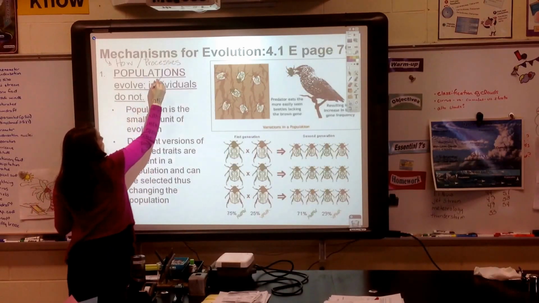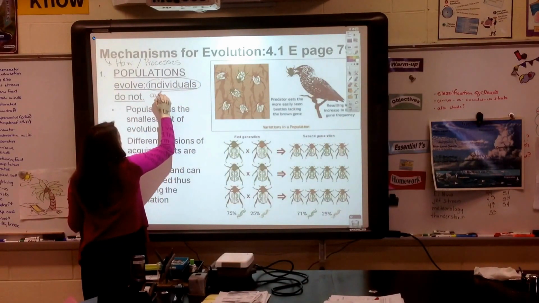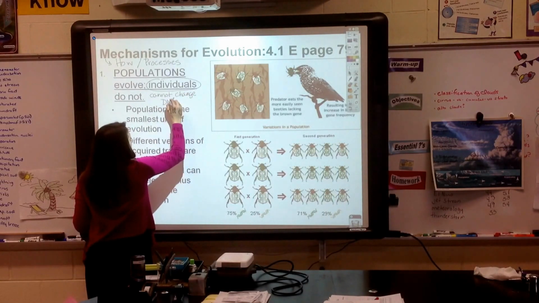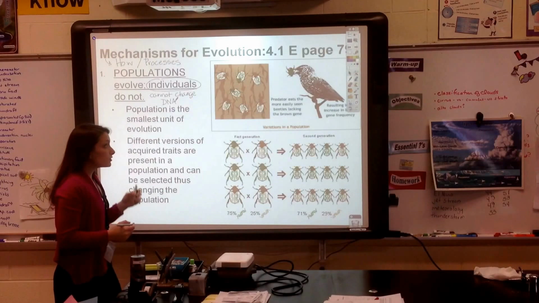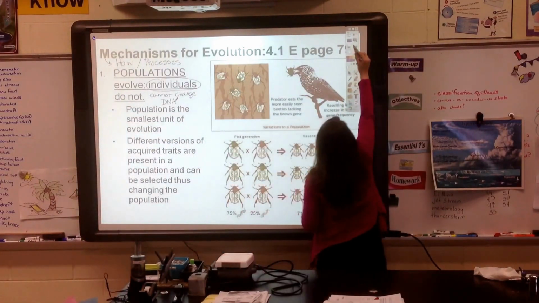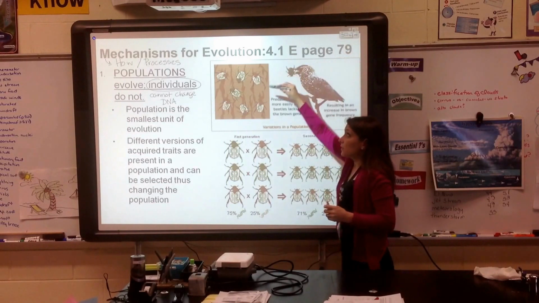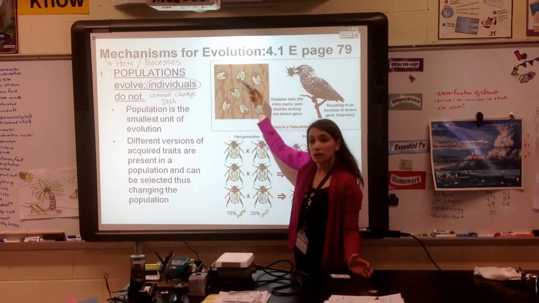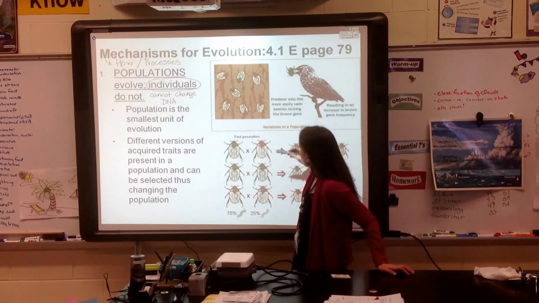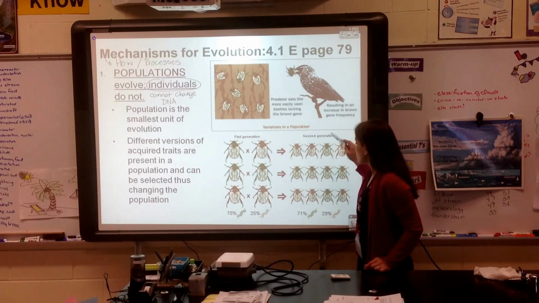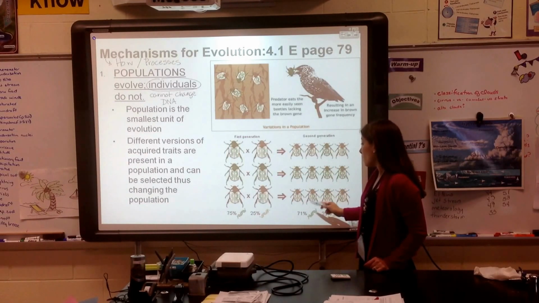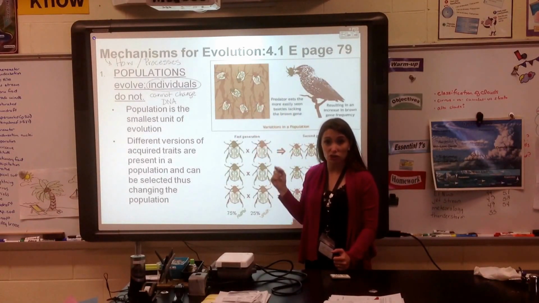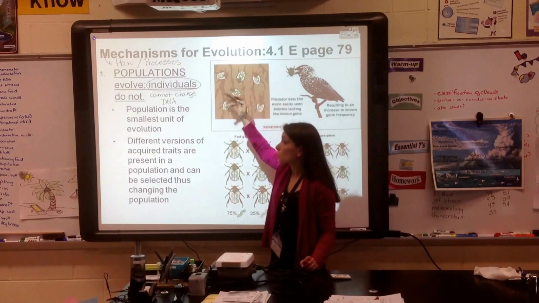Remember, an individual cannot change their DNA. And so here's a really good example. Let's say that we have a bird, and the bird is eating the beetles. And the bird can most easily see the green beetles. So it's going to eat mostly green beetles. And what we'll see over many generations is we're going to see a lot fewer of the green beetles. And so a whole group can evolve or change over generations, but an individual does not.